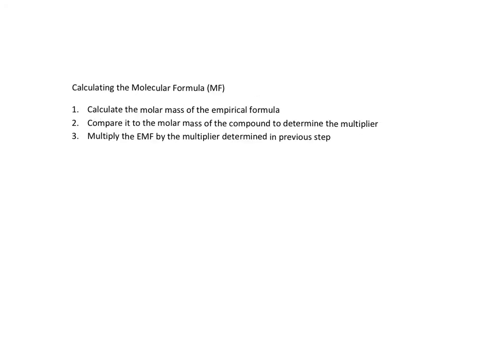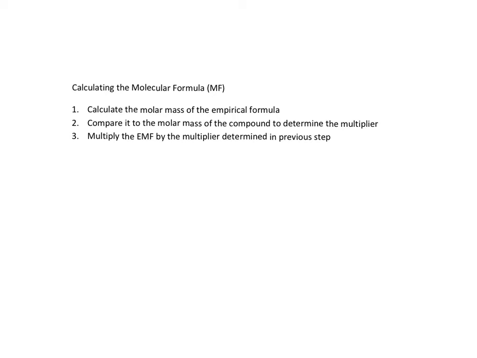To determine the molecular formula, once you have the empirical formula, you calculate the molar mass of it, and then you compare this mass to the molar mass of the entire compound to get the multiplier. And then you multiply the empirical molecular formula by the multiplier to get the molecular formula.